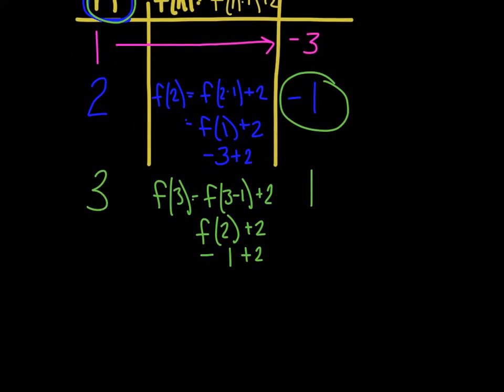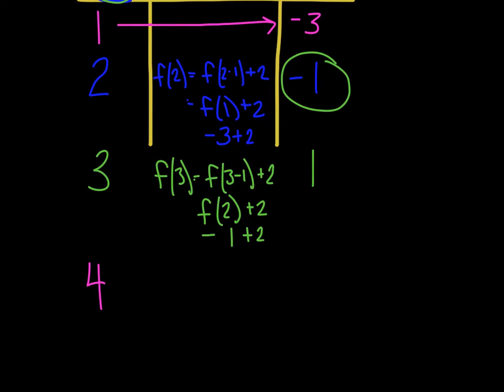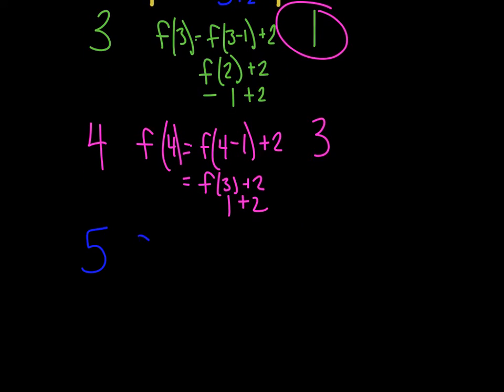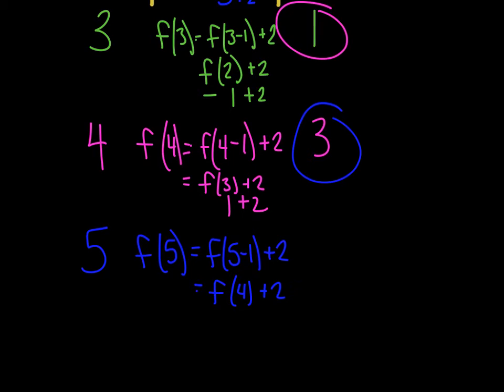Now, I need the first 5 terms, so I'm going to keep chugging here. Now I'm going to need when n equals 4. So f of 4 equals f of 4 minus 1 plus 2, which is really f of 3 plus 2. And f of 3 is this previous term of 1, so I get 1 plus 2, which is actually just 3. And we'll go one more to get that fifth term. So I'm going to say that's f of 5 equals f of 5 minus 1 plus 2. 5 minus 1 is actually just f of 4 plus 2. F of 4 is that previous term, so that's just 3 plus 2, which is 5.